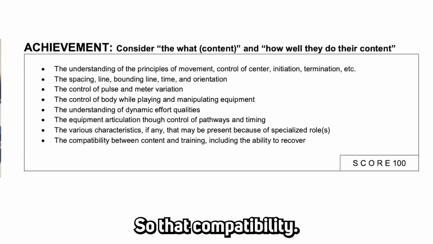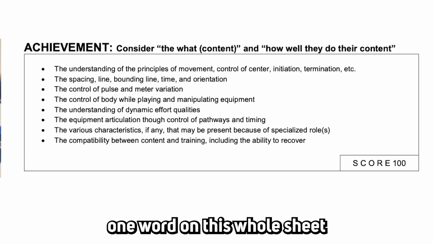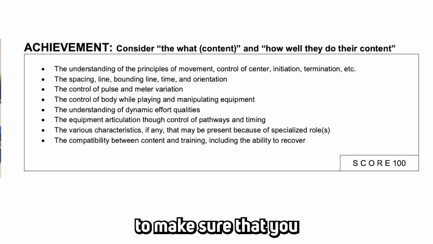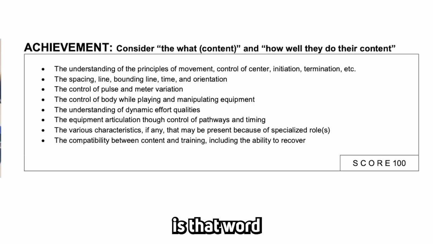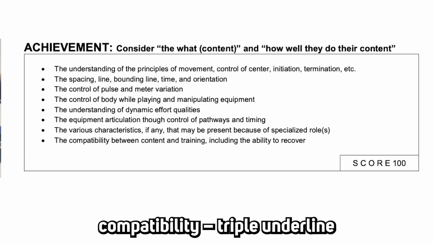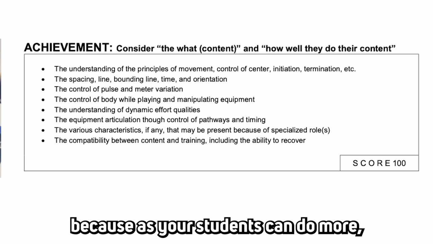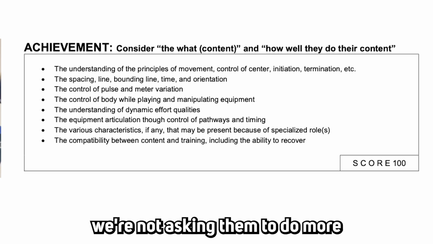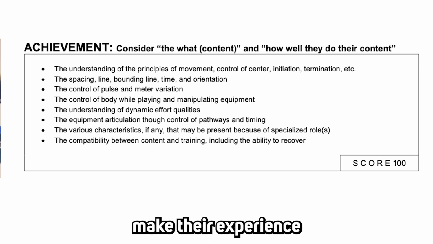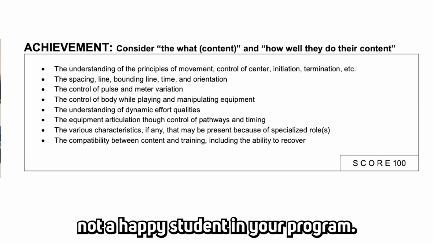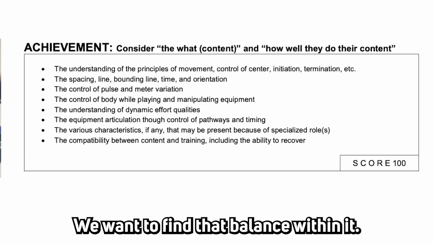So that compatibility, and if I was going to underline one word on this whole sheet to make sure that you really focused on as you develop your program each year, is that word compatibility. Triple underline, big star next to it, because as your students can do more, just make sure we're not asking them to do more before they're capable and before it's going to actually, in the end, make their experience more enjoyable as well. Because an overwhelmed student is not a happy student in your program. We want to find that balance within it all.